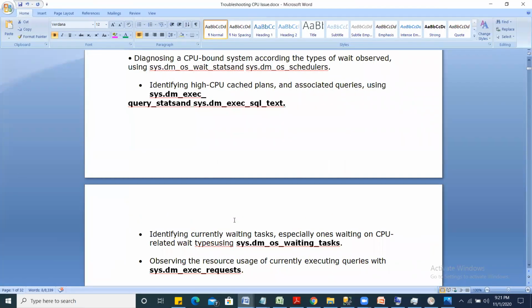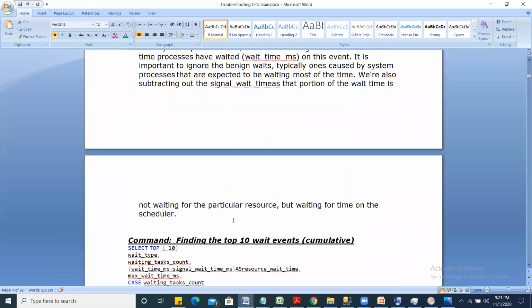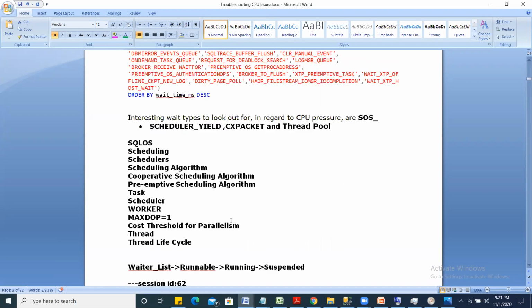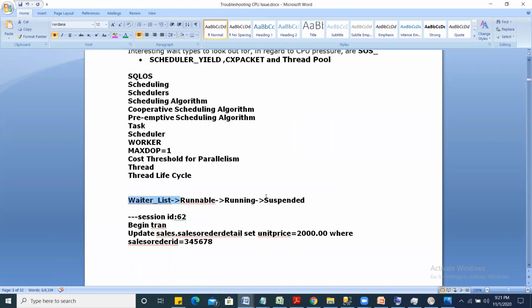So this wait time MS, where was that? This wait time MS is the time that a thread waits in the waiter list of the queue, then the time it took to switch from waiter list to runnable queue, and then the time it took to switch from runnable to running state. So up to this time, this is the total wait time, right? And that is captured under wait time MS.